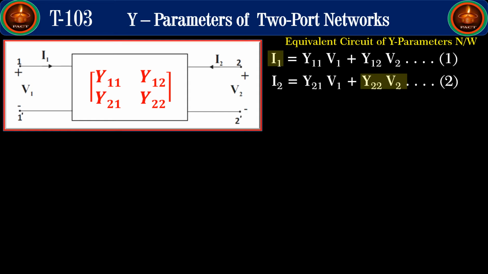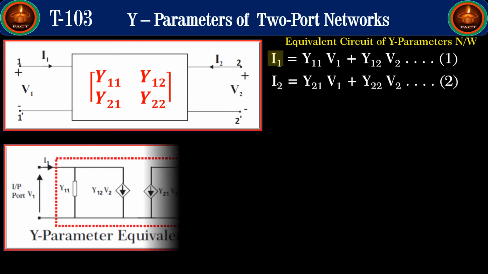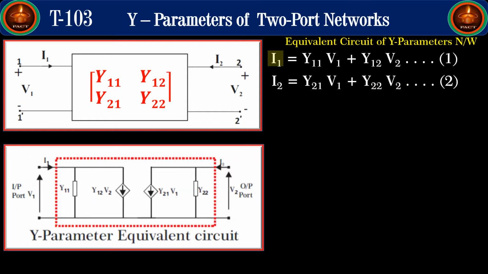So, if you know this, you can transfer these two equations in the form of a circuit as shown in figure. Now I will tell you how to correlate the equations and the circuit. If you consider the input port equation, by applying KCL we find that I1 is equal to y11 V1 plus y12 V2. So here you note that y12 V2 is a voltage controlled current source.